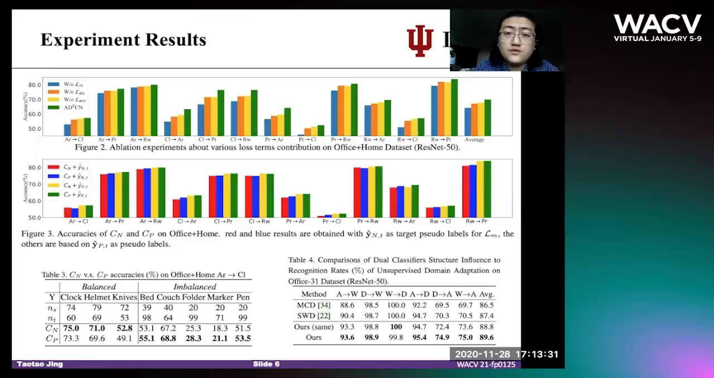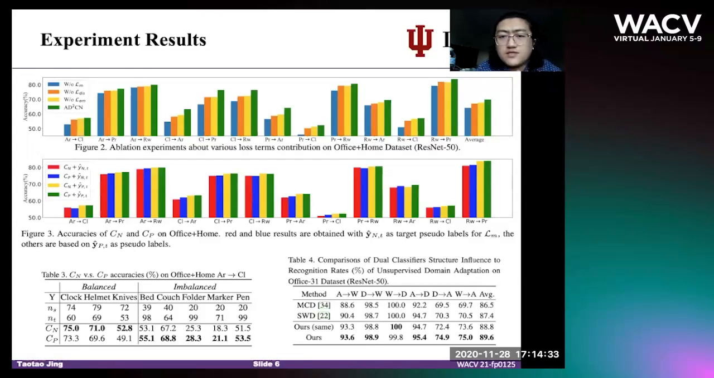Here in figure 2, by removing one specific loss term in our objective, we explore the contribution of different loss terms to our model. Through the results, we see that each loss term has a very important contribution to our framework.